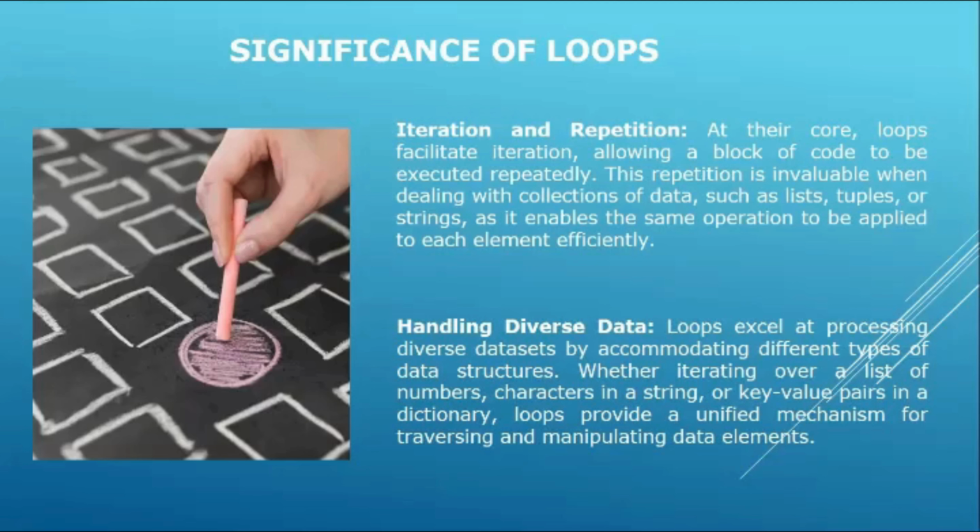Whether iterating over a list of numbers, the characters of a string, or key value pairs. What is this key value pair? Now, if we talk about objects, an object is nothing but a standalone entity. In Python or JavaScript, we store objects in the form of key value pairs.